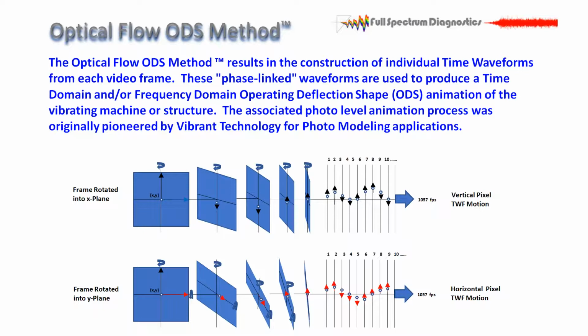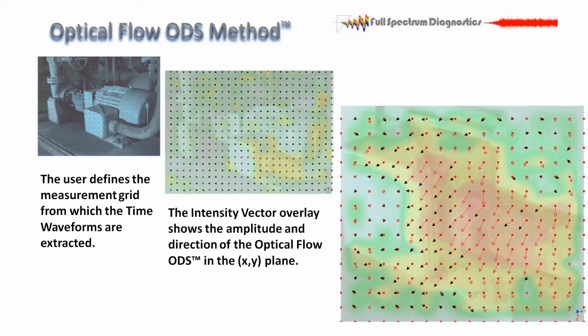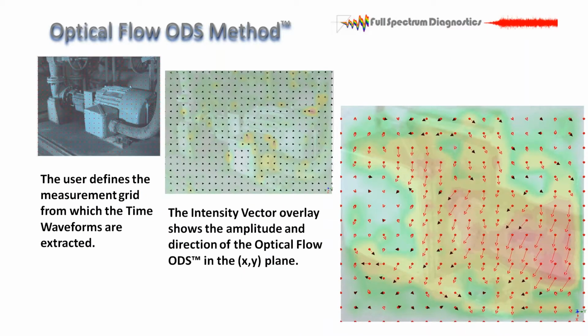But a lot of people see this graphic and they say, yeah, now I understand. That's where the time waveform's coming from. Okay. This is the intensity vector.